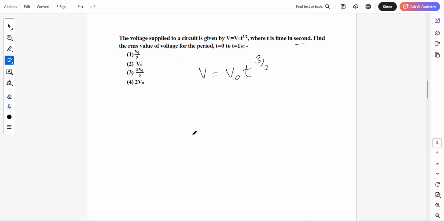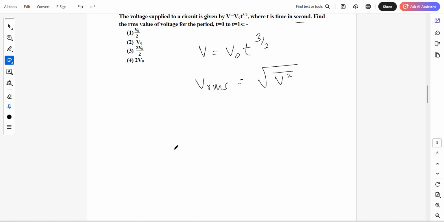You know what the RMS value of the voltage is. Vrms is equal to the square root of the average of the square of voltage. Now, how do we calculate the average of the square of voltage? It is given by the integral of v square dt divided by the integral of dt.